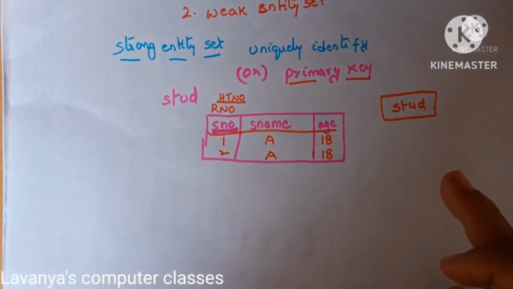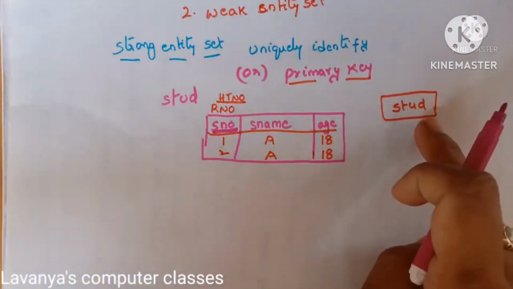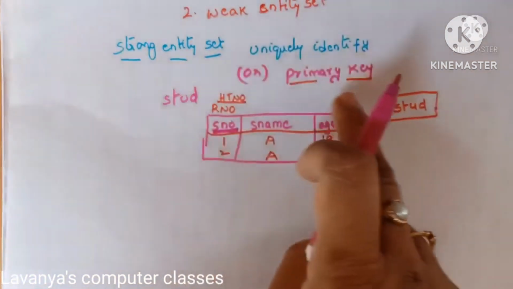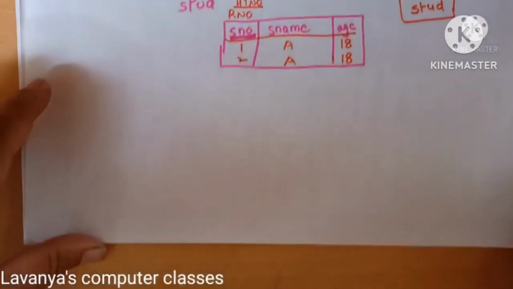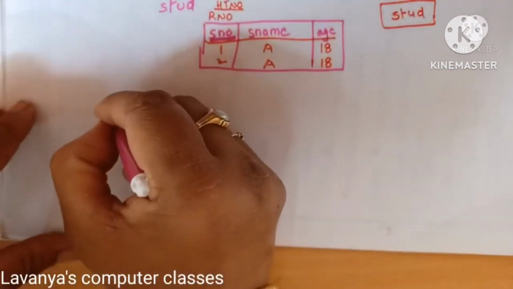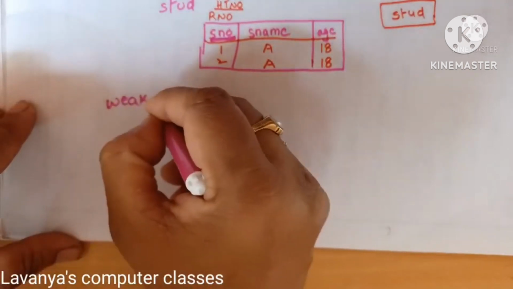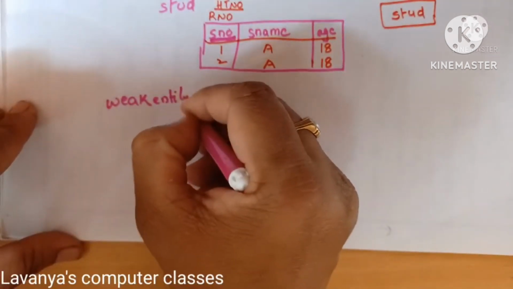So this is the definition of a strong entity set. What does strong entity set mean? Any entity set with a primary key is known as a strong entity set. Next, the second category. What is the second category? Weak entity set. In the name itself it is weak.